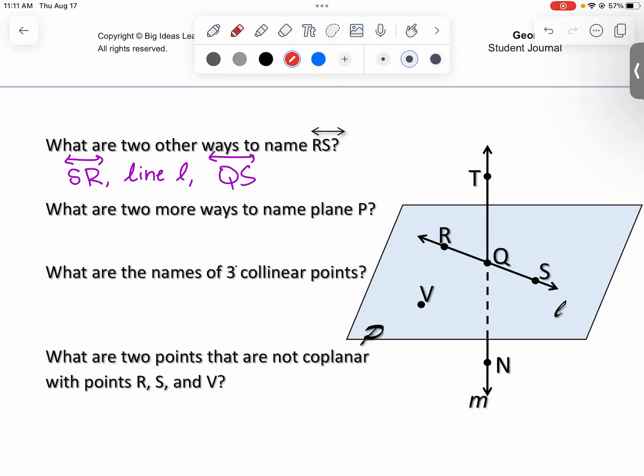Okay, so let's talk about plane P. Other ways to name plane P. Well, we've already named it with the capital letter. So how many points can we grab for a plane? How many points do we need to name a plane? 3. 3, all right? So Sam, give me 3 points in plane P. R, Q, and S. Okay. What's another one?